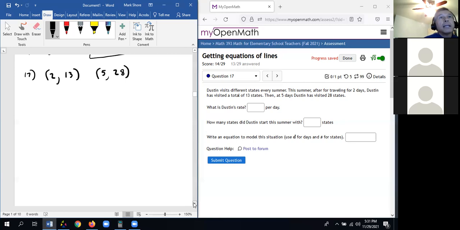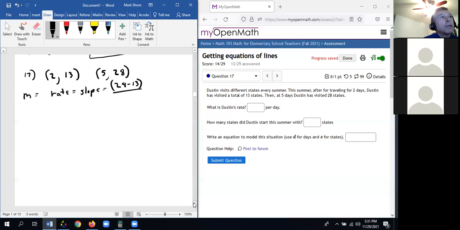So at this point, you get the slope, the rate, which would be states per day that they saw. So if we work this out, that would be 28 minus the 13. See, this one you could almost do in your head here.